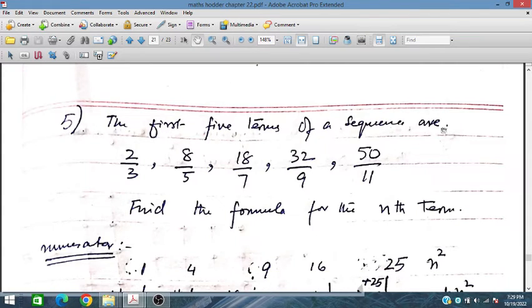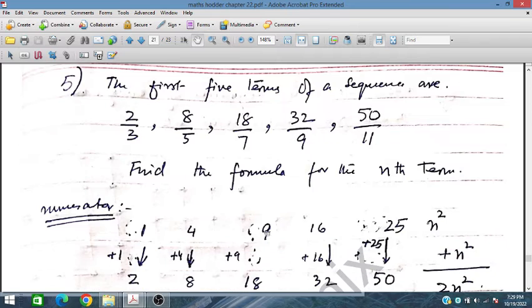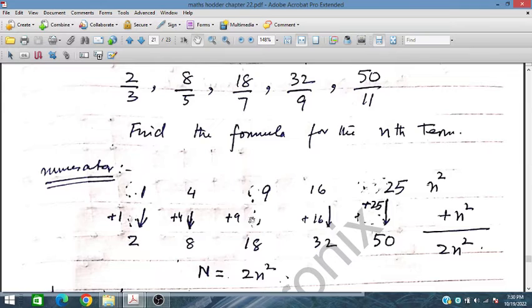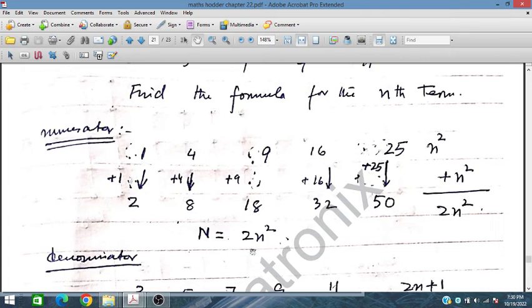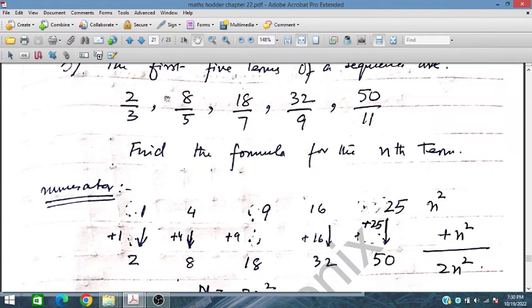The first 5 terms of a sequence are 2 upon 3, 8 upon 5, 18 upon 7, 32 upon 9, 50 upon 11. So we'll take it separately. For the numerator part, we have 1, 4, 9, 16, 25. So on adding these, we can see the same pattern is here. This is n squared, and this is again n squared. So we get 2n squared for the numerator.